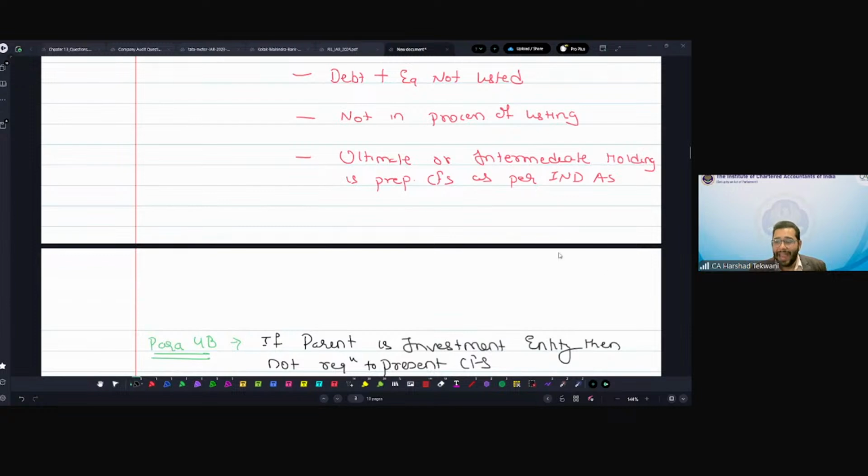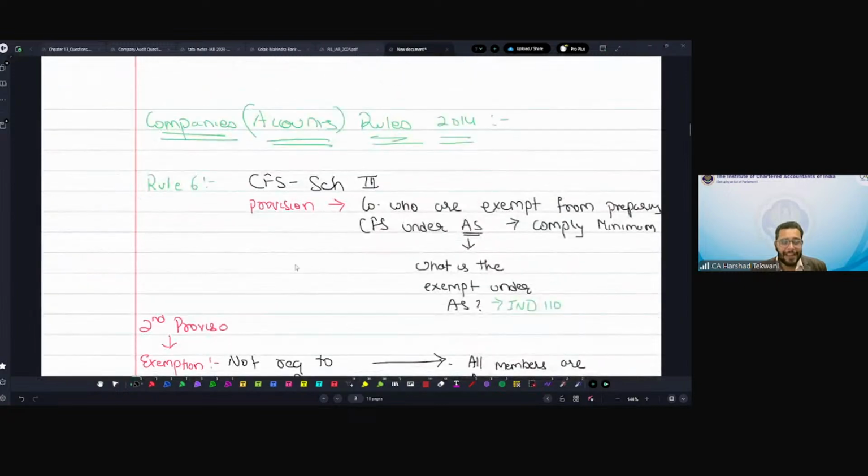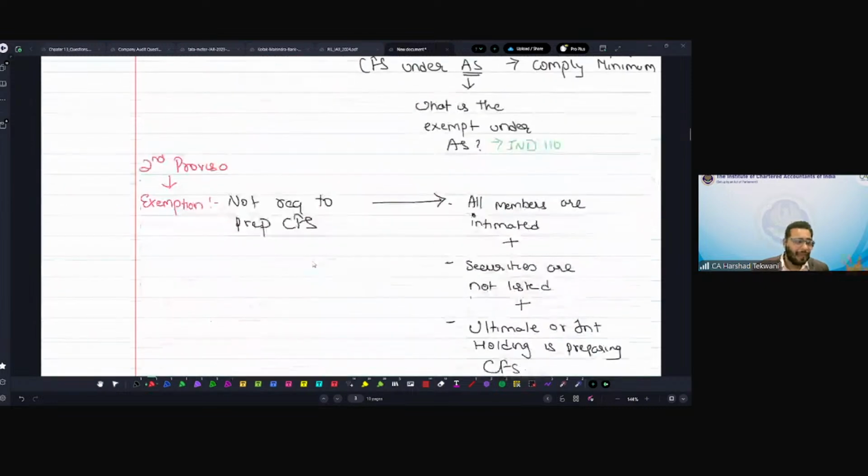Now, if the entity falls under any of the scenarios over here, it will be counted as exempted under the first proviso of Rule 6, and they have to comply with the minimum requirements of Schedule 3. No need to prepare CFS. Otherwise, they can apply for exemption under the second proviso. Clear with this?